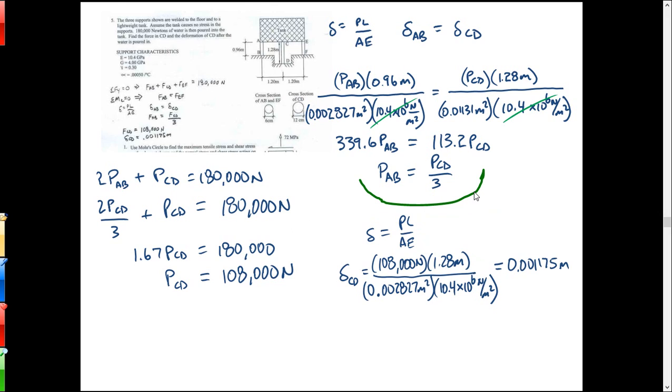Okay, so the deal is I set up the relationship with the deltas, but I end up with a relationship with the loads, which is what I want, because I want to figure out what the loads are. So PAB is PCD over 3. So this gives me another little thing I can plug in. So I can take this and plug it in for PAB, okay? So I can come on over here into that statics equation I generated and put that in, like so.